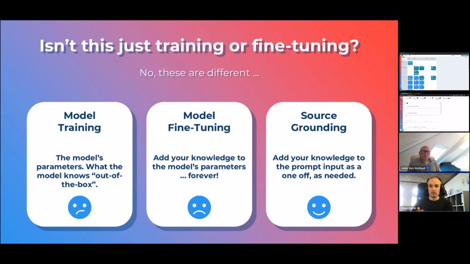Whereas when you do source grounding or RAG, you're just adding that information as an input when the model needs it. You're not changing the model itself. You're not updating its parameters. So that knowledge is not in the AI model forever.